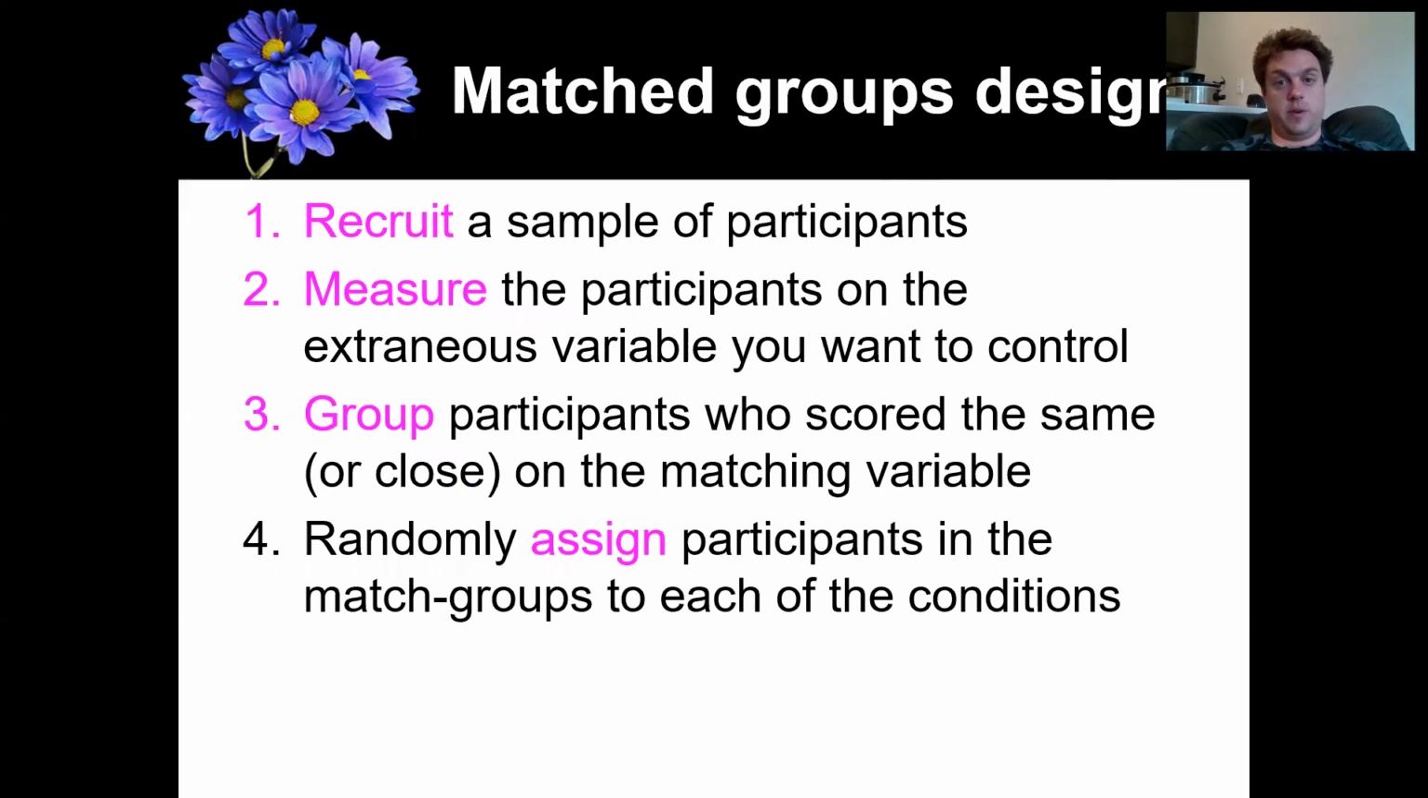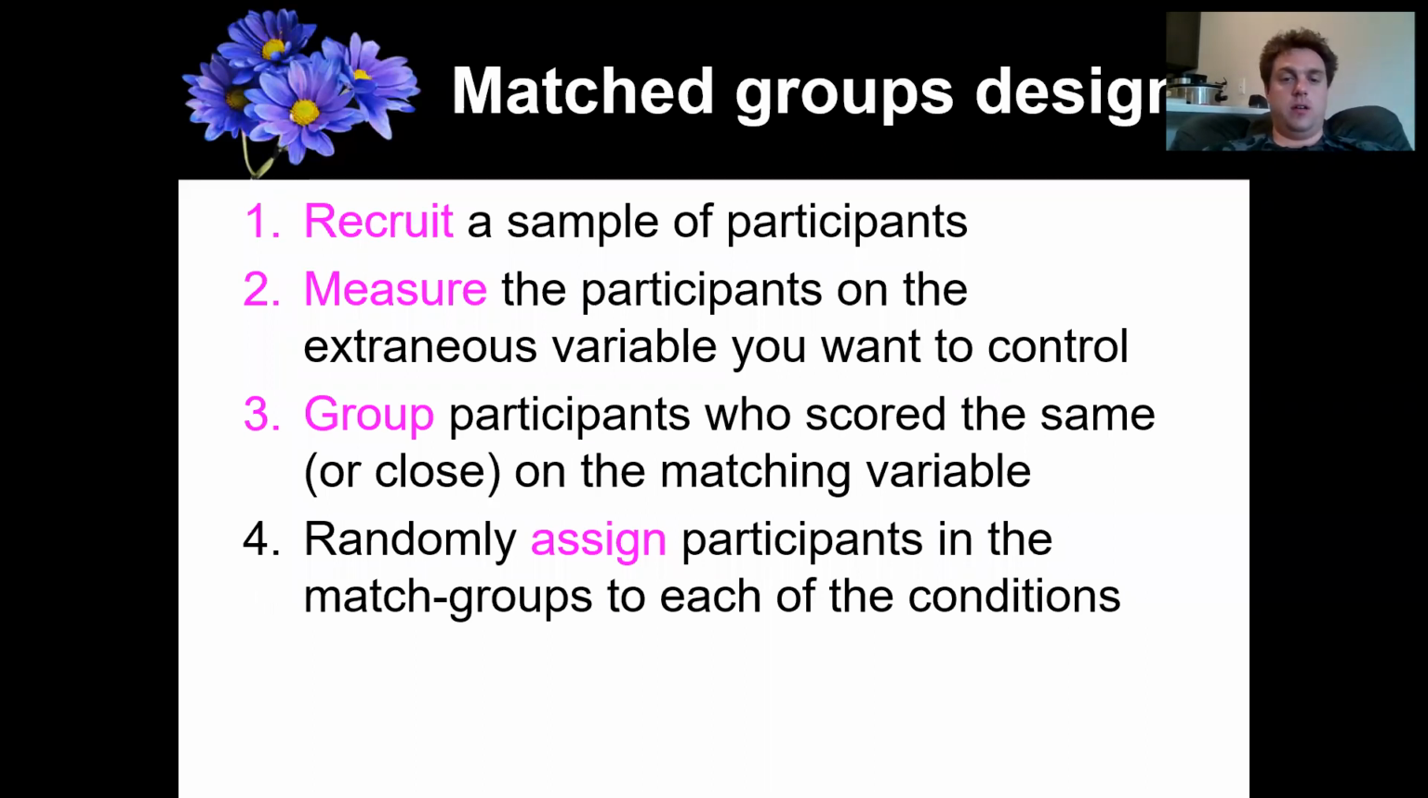So the way it happens is you recruit a sample of participants and you measure the participants on the extraneous variable that you want to control. Then after that, you're going to group participants who scored the same or at least very close on the matching variable. And then you randomly assign people in the matched groups to each of the conditions. Okay.